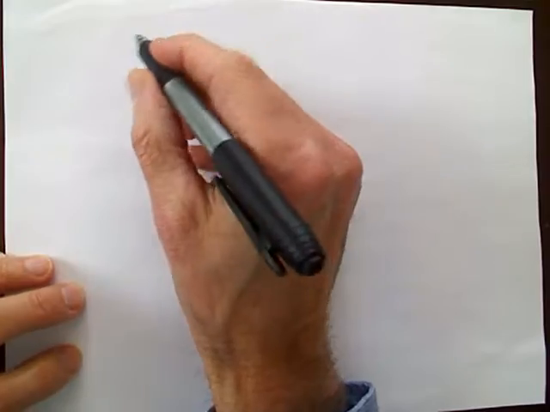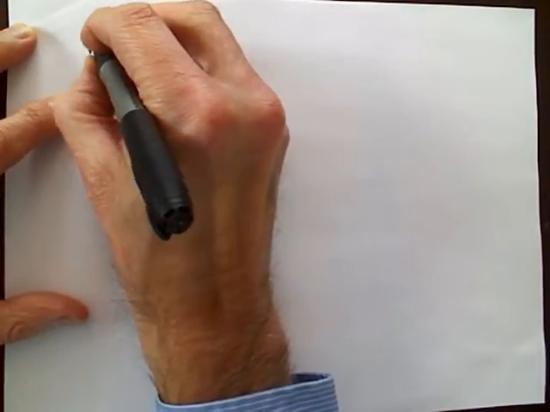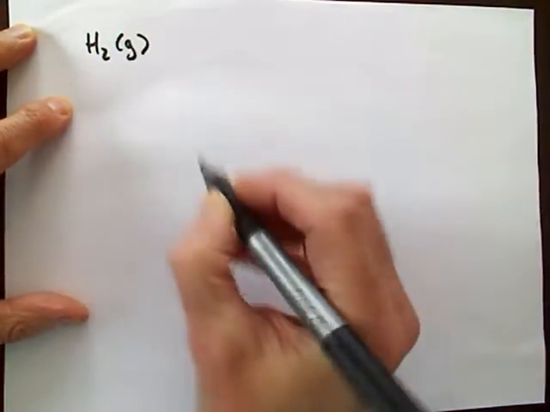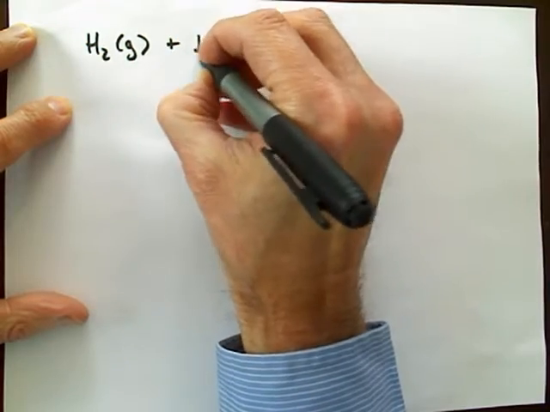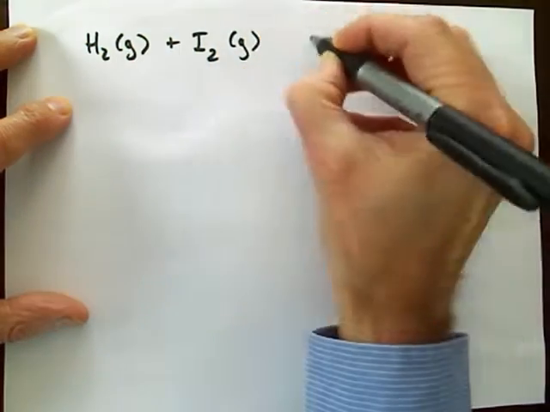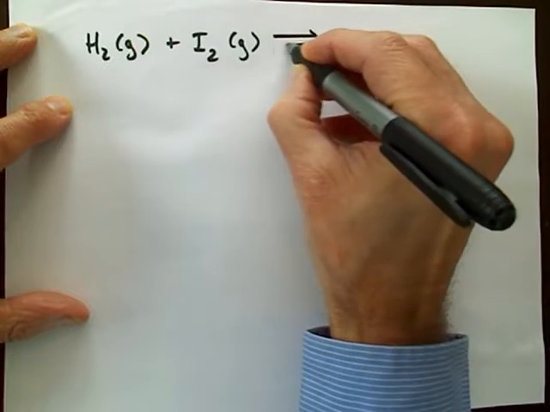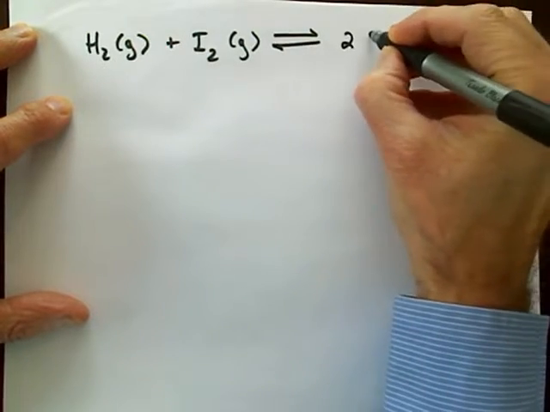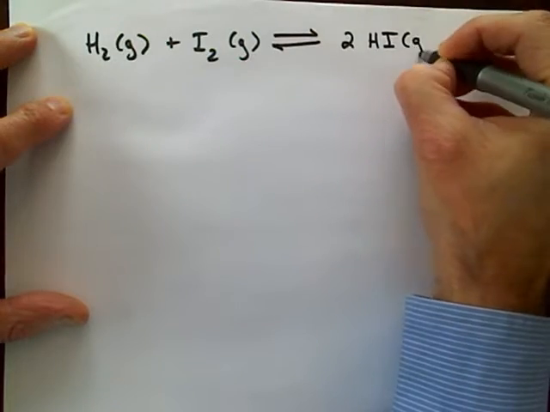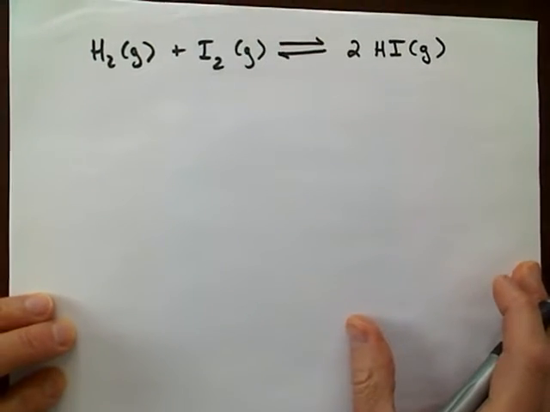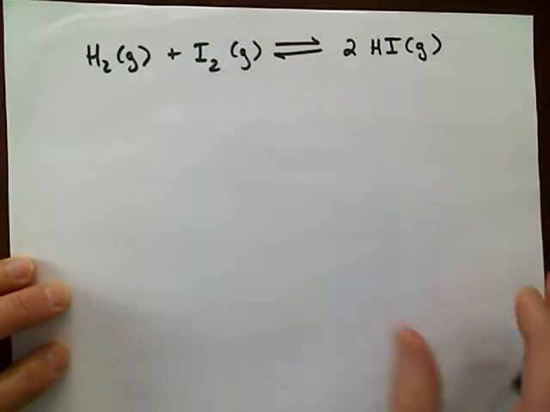Okay, let's continue our study of equilibrium. Let's say I have this particular reaction. I have hydrogen gas reacting with iodine gas to form, in a reversible manner, 2 moles of hydrogen iodide gas. What I'd like you to do is write the equilibrium constant for this process.